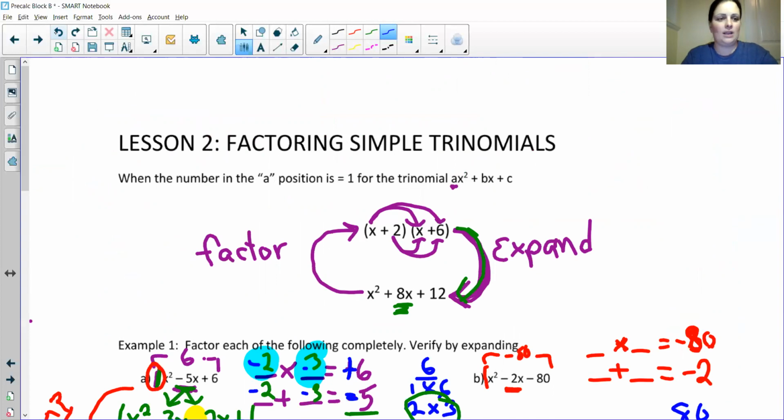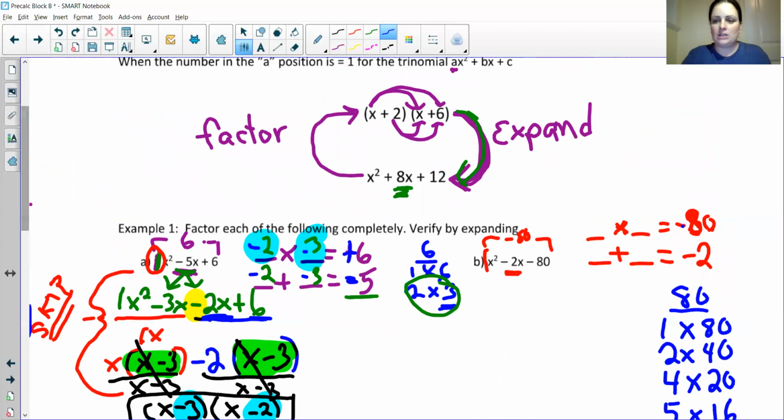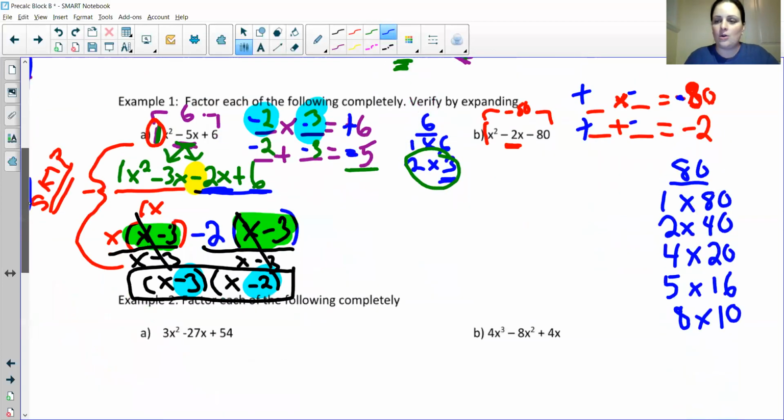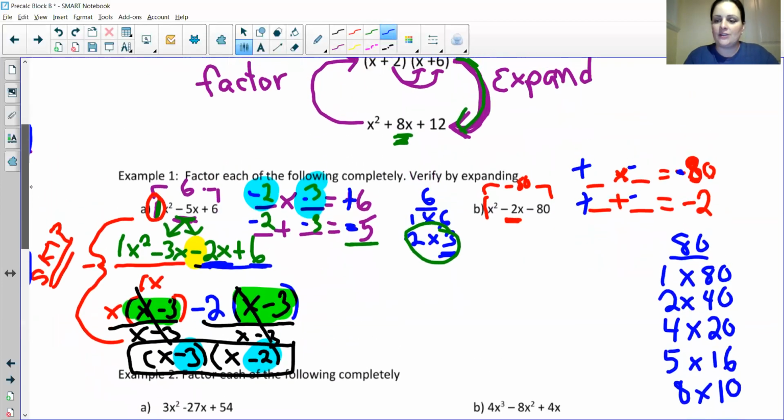You have a negative 80 as your product, which means this is negative. So because this is negative, it means one of your numbers, one of your magic numbers, is positive, and the other one has to be negative. And when they add together, they have a difference of -2. So the larger of the two numbers is going to be the negative one because it ends up being negative overall when you add them together. So you're looking for a difference of 2.